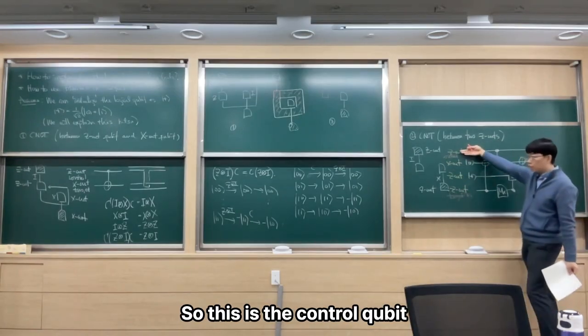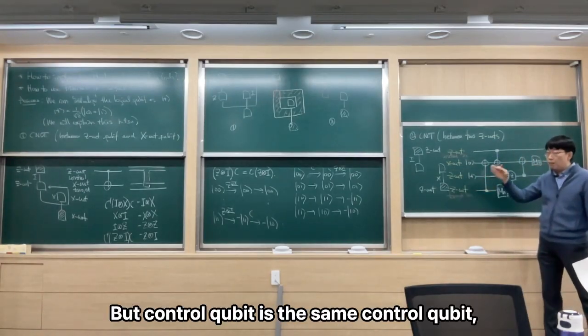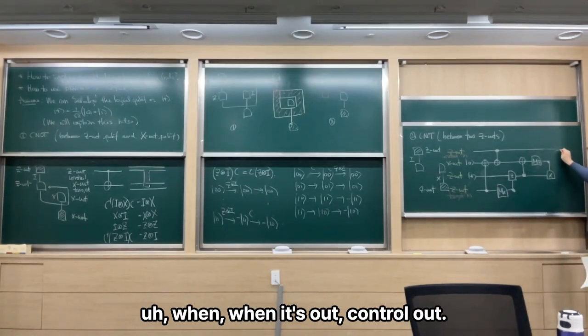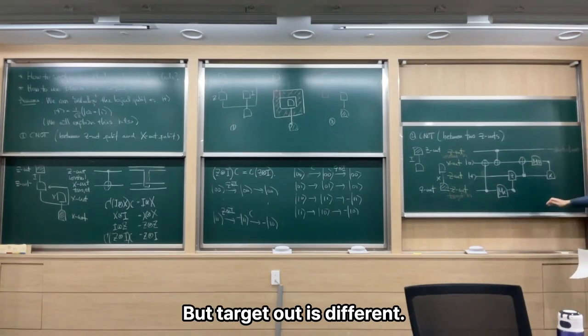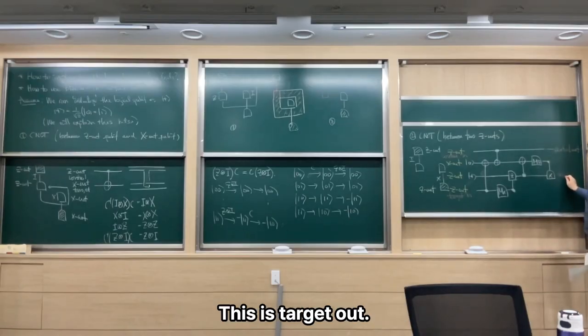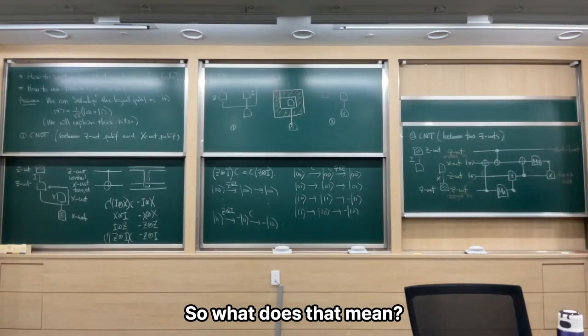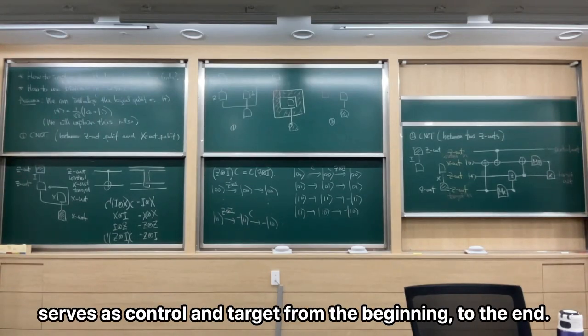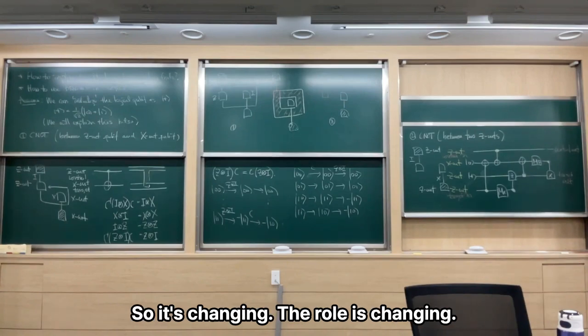So this is the control qubit, and this is the target qubit. But the control qubit is the same control qubit when it's out, control out. But target out is different. This is target out. So what does that mean? We're not keeping 2 logical qubits serving as control and target from the beginning to the end. So the role is changing.